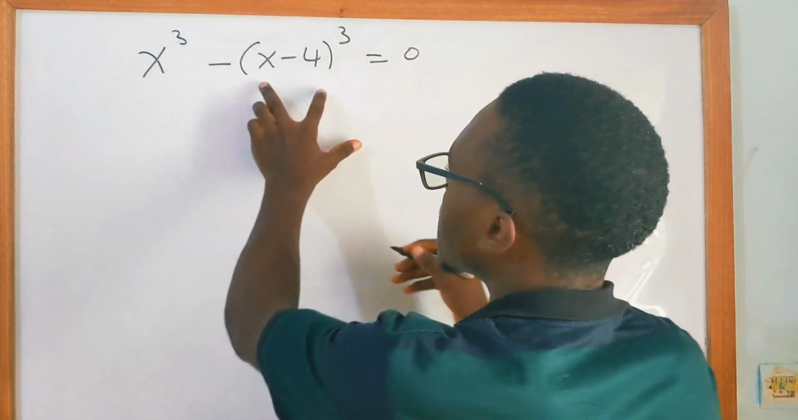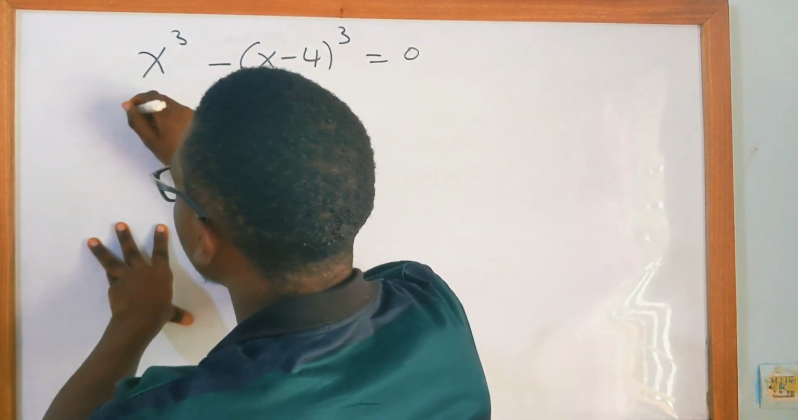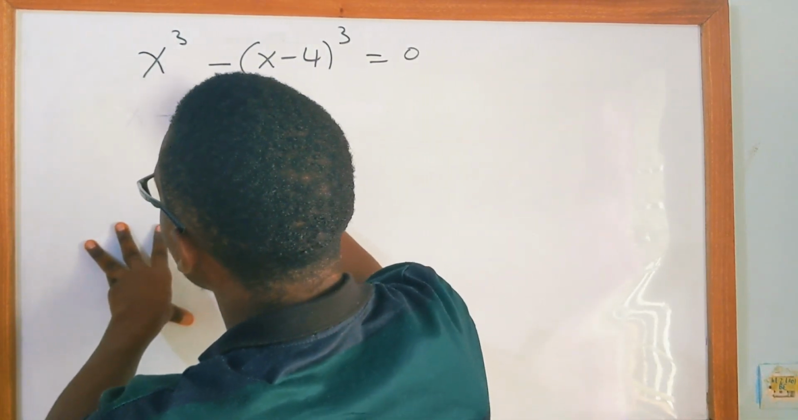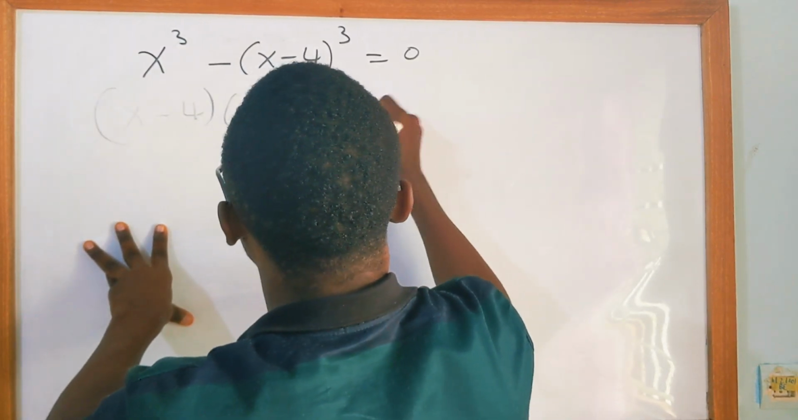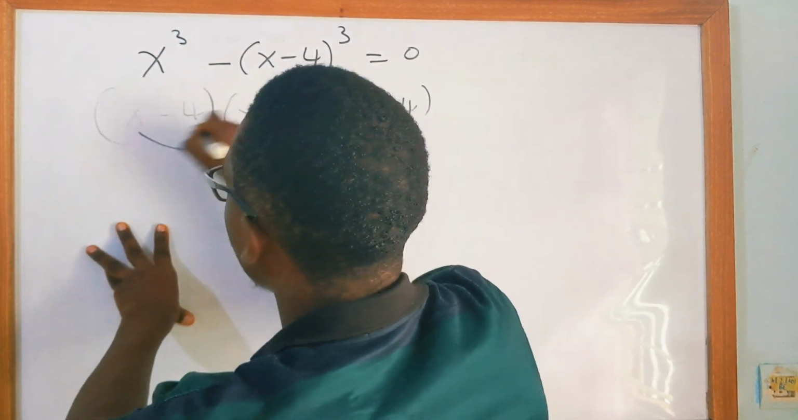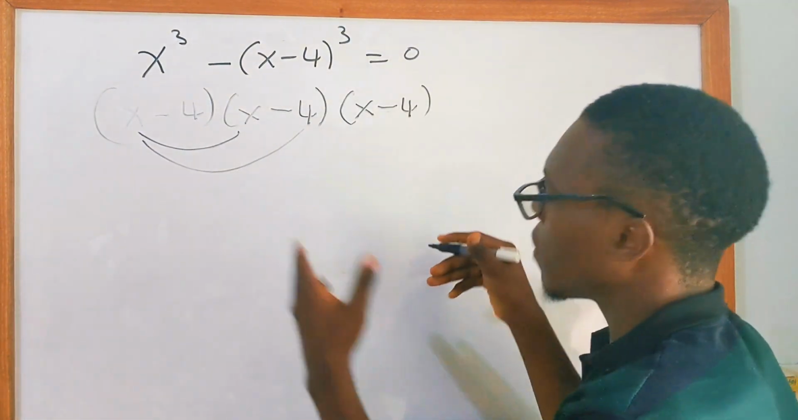Just jump and start expanding this by saying what? X minus 4 times what? X minus 4 times what? X minus 4. Start expanding by doing like this, and multiplying to have the answer.